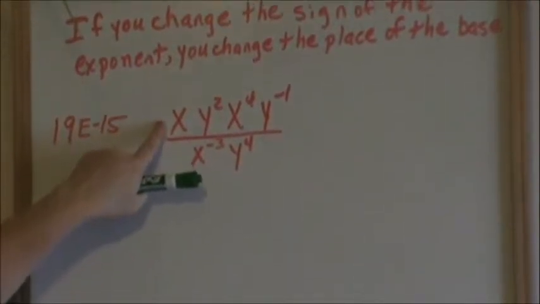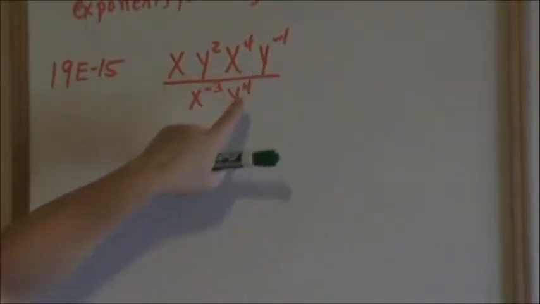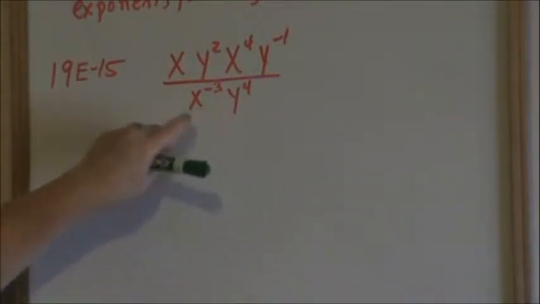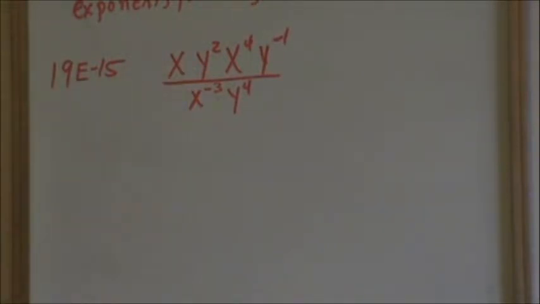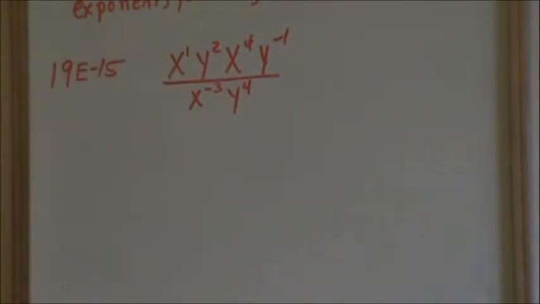It is x times y squared times x to the fourth times y to the negative 1 all over x to the negative 3 times y to the fourth. What exponent is on this x? Yes, it's a 1. So if you want to write a 1 to remind you, that is fine.